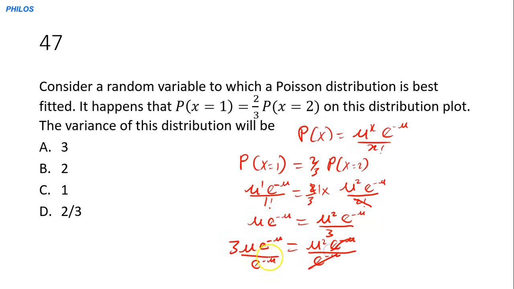This will cancel this. This will also cancel this. So you have 3 mu equals mu squared. If you divide both sides by mu, you have 3 equals mu squared divided by mu, which will give you mu. So mu is equal to what? 3. So the mean is 3. But in a Poisson distribution, mean is equal to variance. So since mean is equal to variance, then the variance will also be 3. So the answer is A.